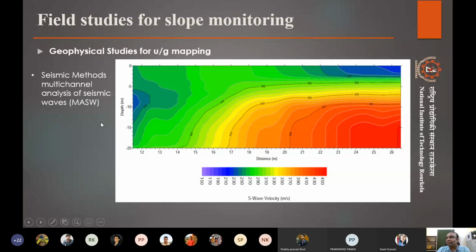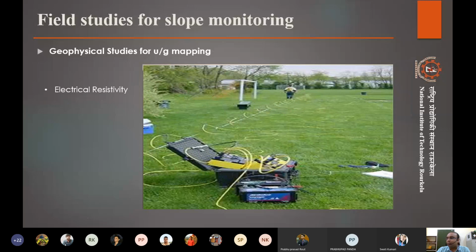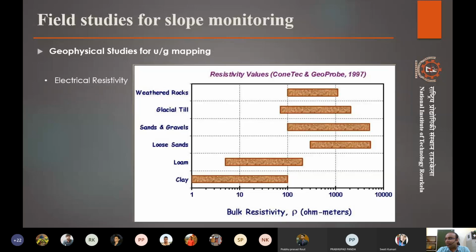There are other methods apart from the seismic method. There is the electrical resistivity method. Here we measure the resistivity of the material. Bulk resistivity is related to what kind of material it is and what electrical properties it has, and we can correlate those with the material. Clay can have a lower resistivity, basically, it is highly conductive, and weathered rocks can have higher resistivity. In that sense, we can measure that.